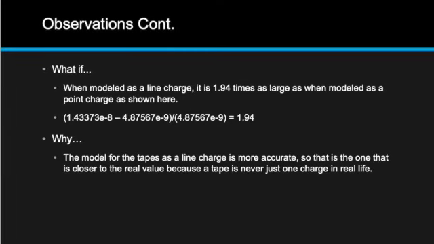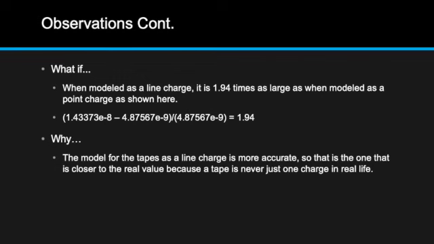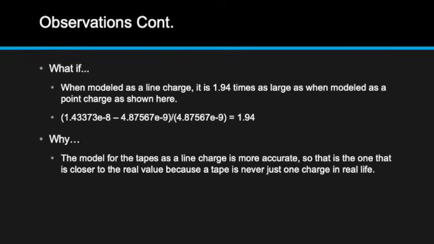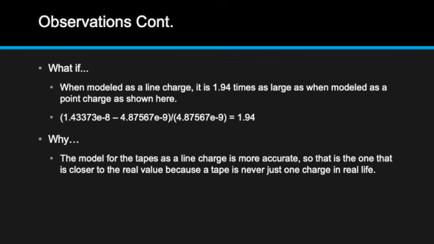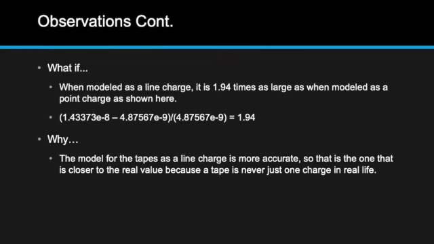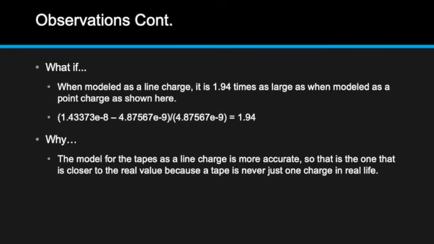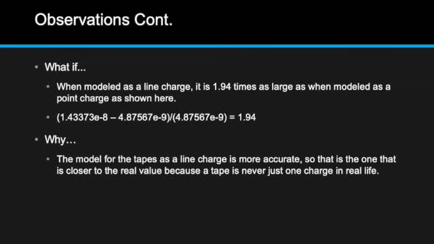And the reason that these estimates are not the same is because the model for the tapes as a line charge is more accurate, so it's the one that's closer to the real value, because a tape isn't ever just one singular charge since it's spread among the whole tape. So using it as a line charge would create the more accurate representation for the lab, which is why we got a much different number, and which is why it is 1.94 times as large.